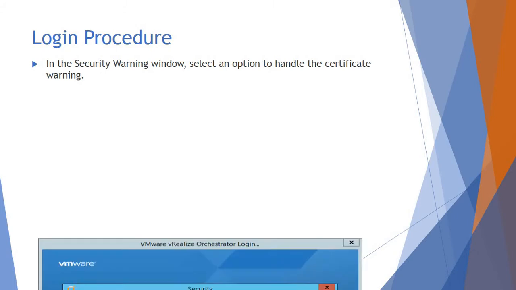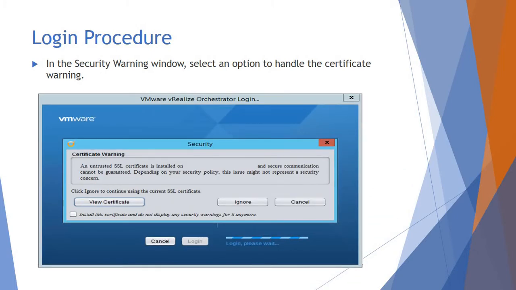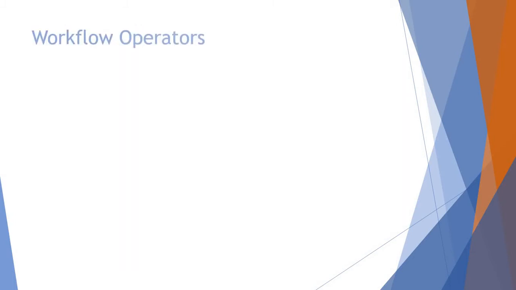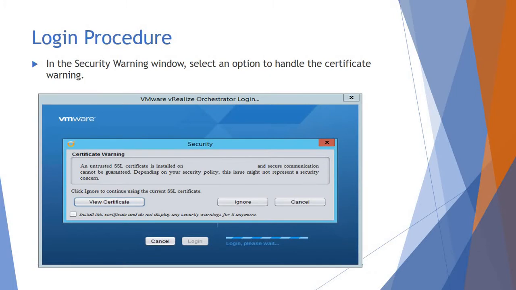In the security warning window, select an option to handle the certificate warning. The Orchestrator client communicates with the Orchestrator server by using an SSL certificate. A trusted CA does not sign the certificate during installation. You receive a certificate warning each time you connect to the Orchestrator server. You get the following options.